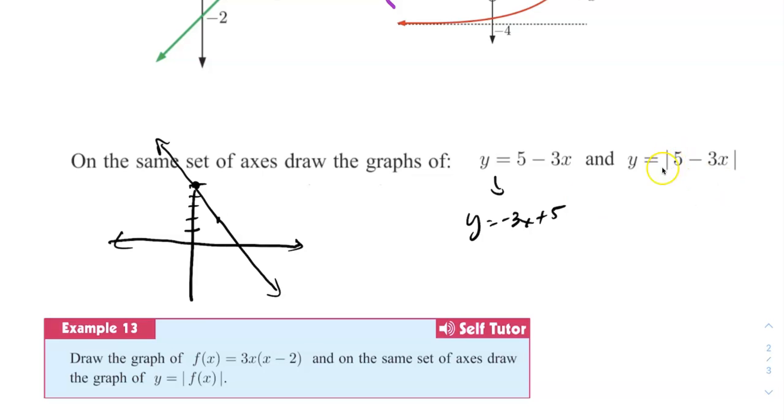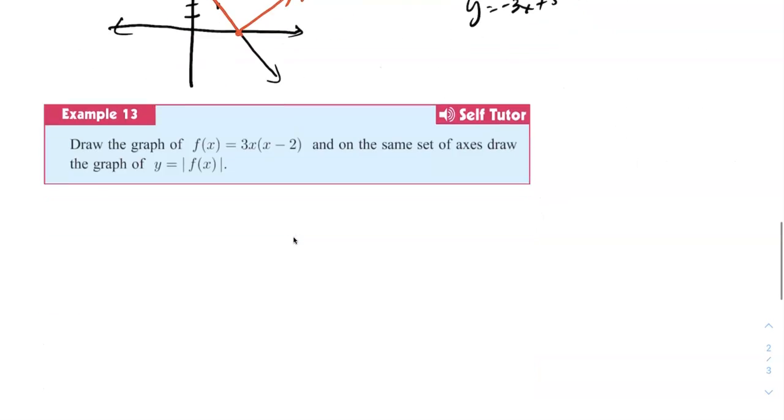Now let's graph the absolute value of it. It keeps all the positive, and then where it's negative, it flips it up. So it looks like this. Then from here on, it flips it up. So there's my graph of the absolute value of 5 minus 3x.